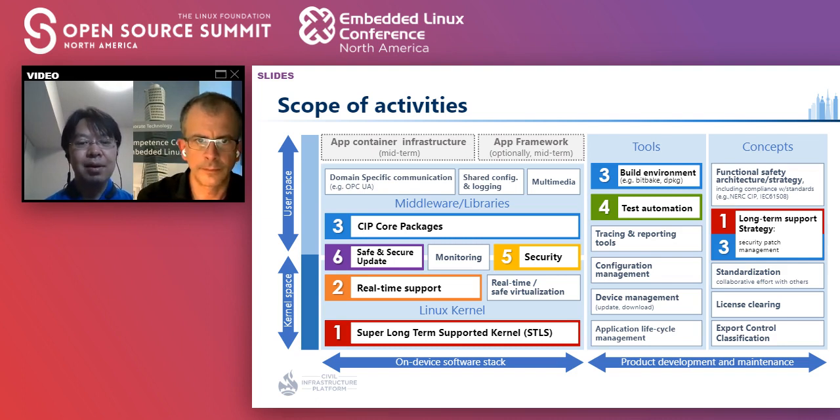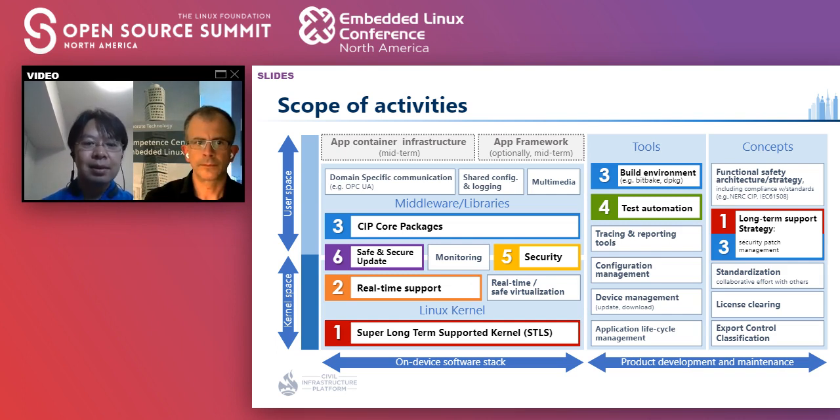So we are currently focusing on six activities. And this first one is super long term support. Then we expand our activity to real time and testing and so on. So the reason why we expand our activity step by step is we prioritize each technical topic from the requests of our customer requirements and also our actual requirements for civil infrastructure.